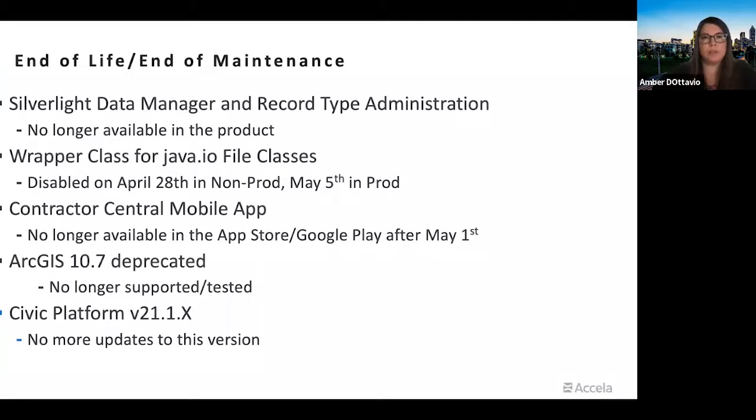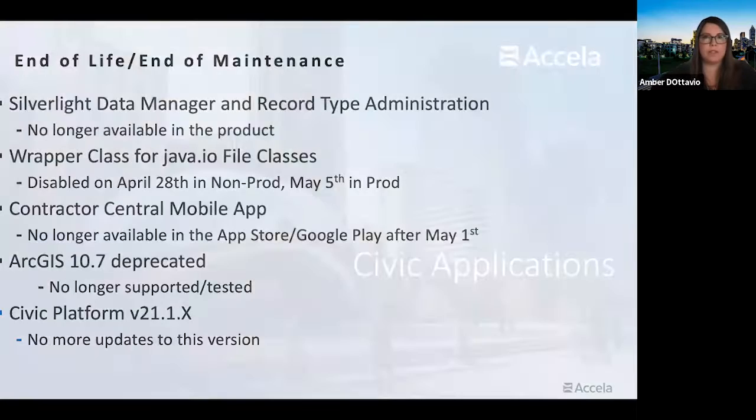And with each major release, the support of an older version will drop off. Accela's policy provides maintenance on the current version and one back. So starting in April, Civic Platform version 21.1 will no longer receive any more updates. If you want to keep up to date on Accela's end of life and end of maintenance schedule, please check out the knowledge article on community, and we'll have somebody post it in the chat as well so that you can bookmark that. And with that, I'll turn it back to Brian to finish things out with updates to Civic applications.